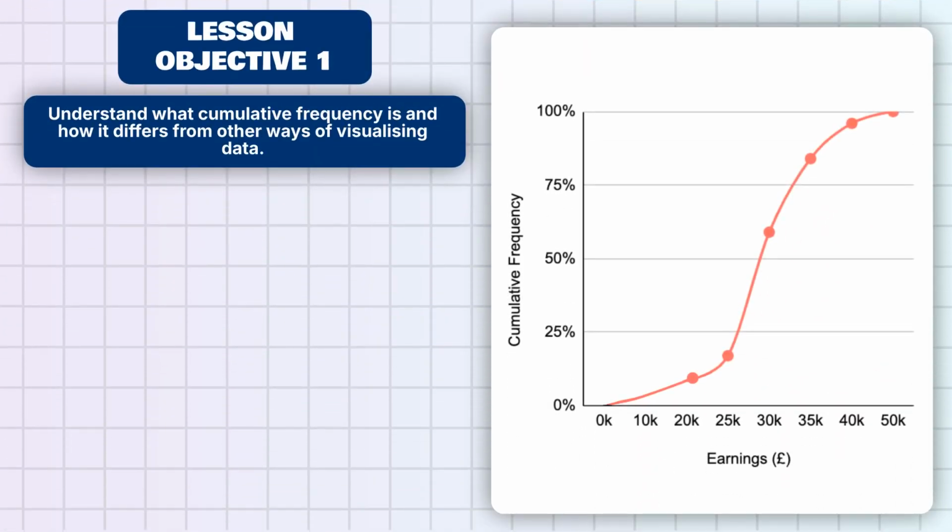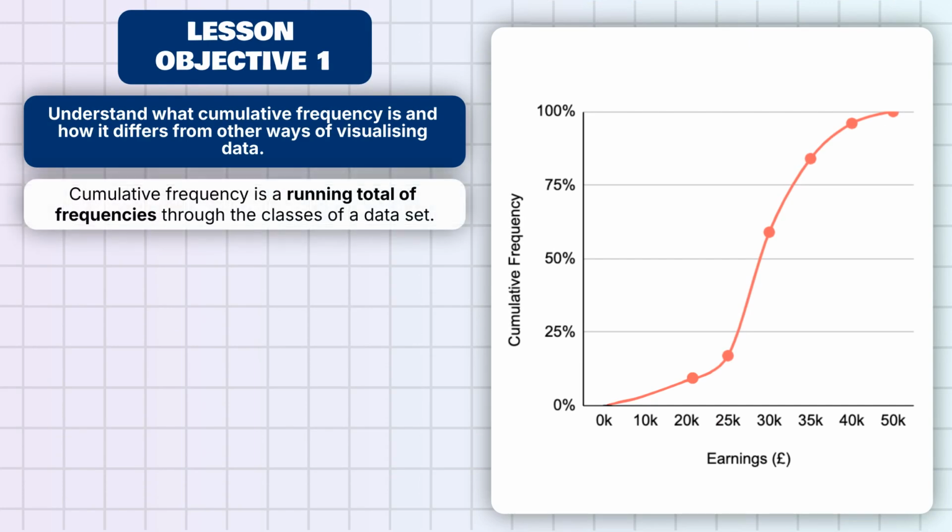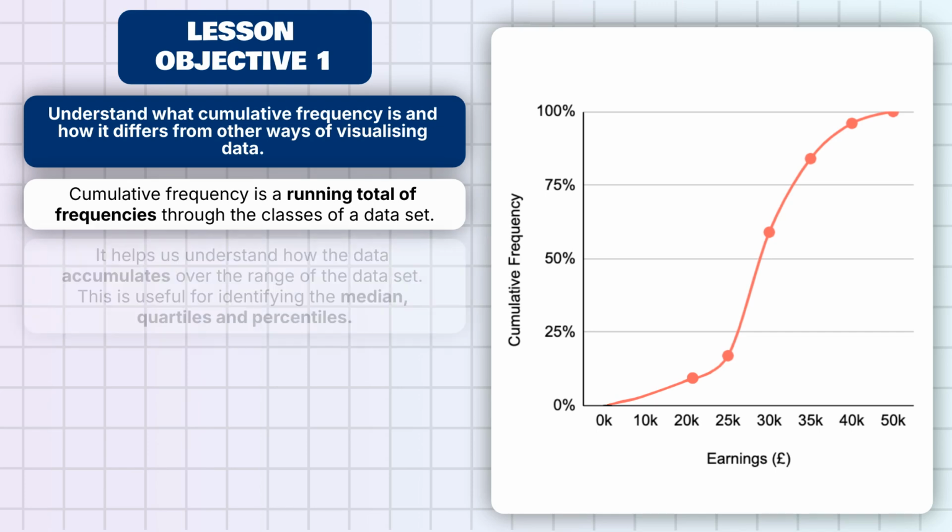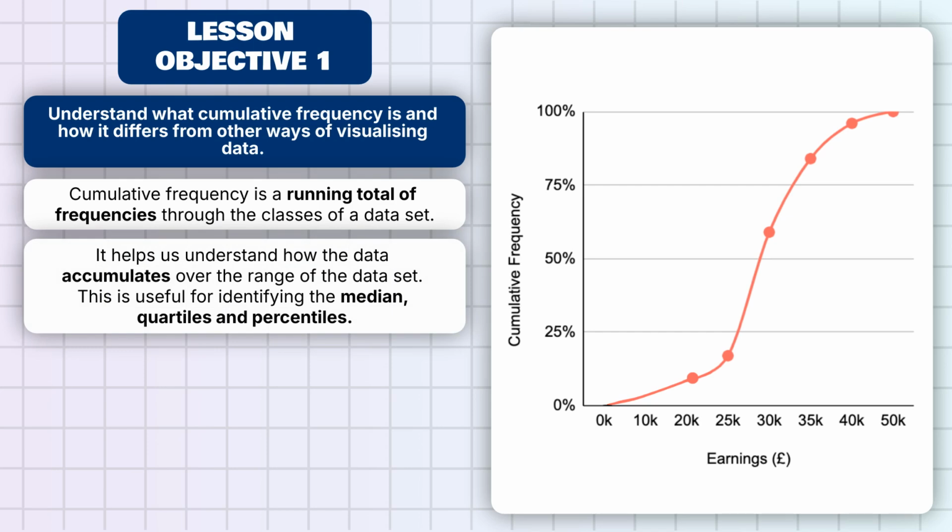All right, let's dive into the main body of our lesson, focusing on cumulative frequency. Cumulative frequency is a running total of frequencies through the classes of a dataset. It helps us understand how the data accumulates over the range of the dataset, which can be particularly handy for identifying the median, quartiles, and percentiles.